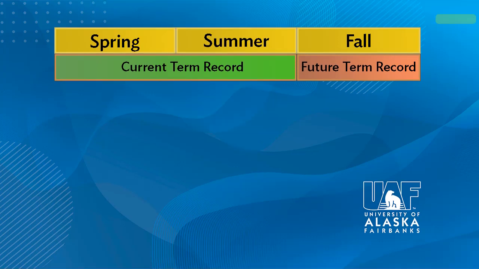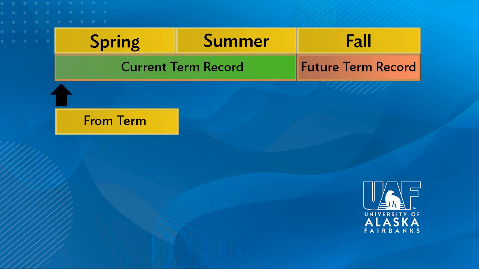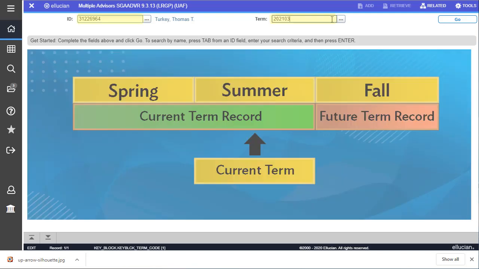A student's advisor record is stored in Banner as a block of time. To edit a specific block of time, you will need to enter in the start term for that block of time. Here's how to find the start term. Enter the student ID and the current summer term, then click on the Go button.